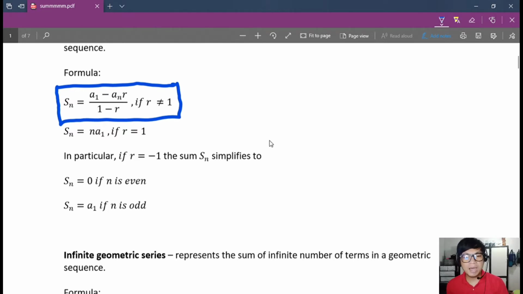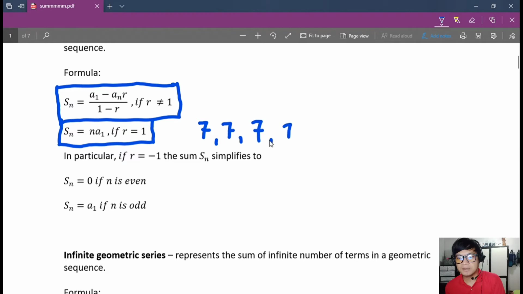Okay, next one. We have this formula. S sub n is equal to n times A sub 1 if R naman is equal to 1. So, ginagamit ito if yung ating common ratio is equal to 1. So, ano ba yung example ng geometric sequence na ang common ratio niya is 1? Madali lang ma-identify na yung common ratio niya is 1 if nakita nyo yung terms sa geometric sequence pare-pareho. Halimbawa, meron tayong 7, 7, 7, and so on.